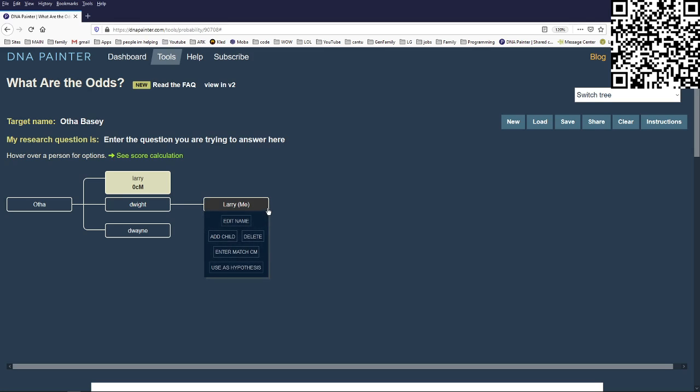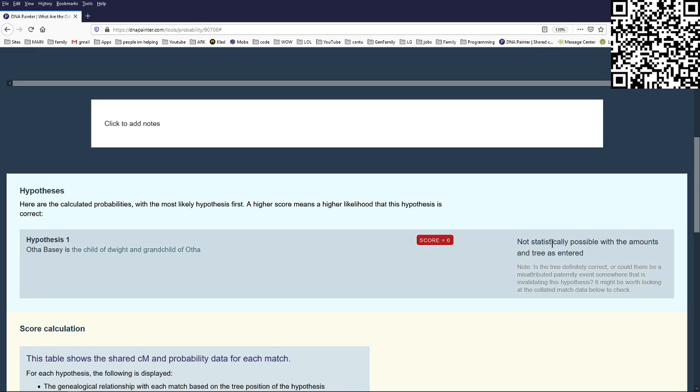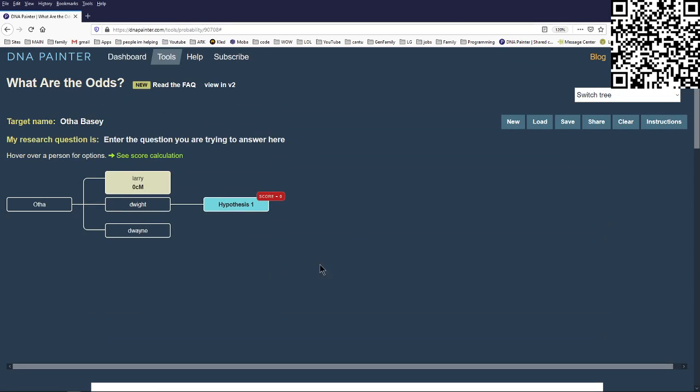So I want to know, using me as the hypothesis, is this right? Well, this has a score of 0. What does that score mean? Well, not statistically possible. It asks, is your tree accurate, and could there be a misattributed paternity event? In other words, did I misattribute a parent in here? Well, yes, I did. As it turns out, it was a Brown.